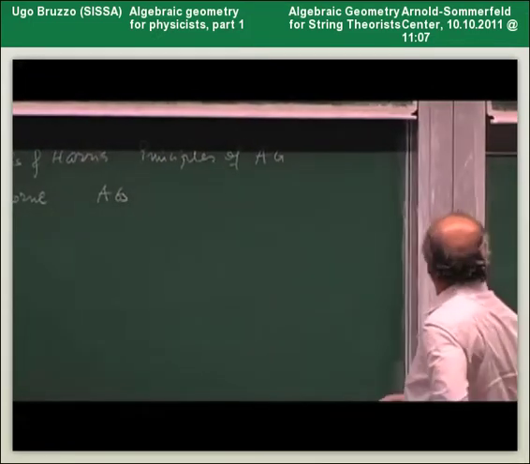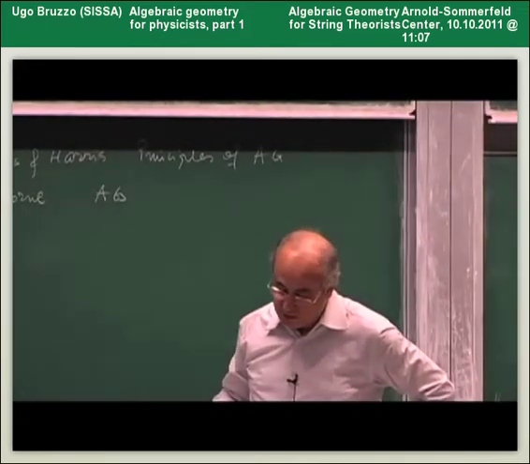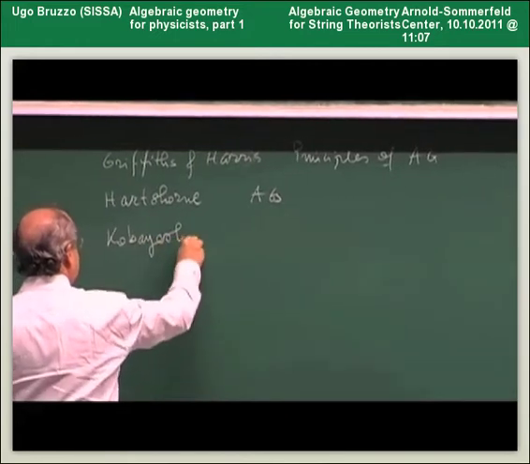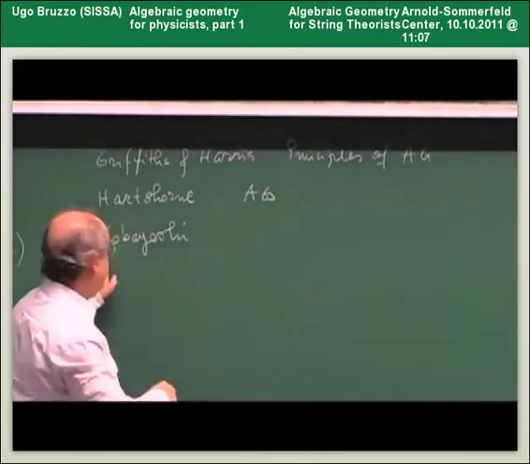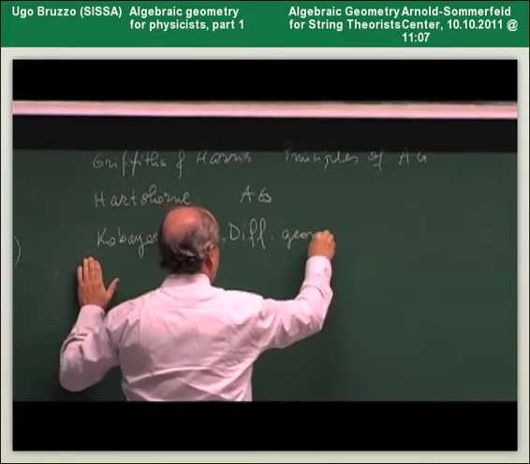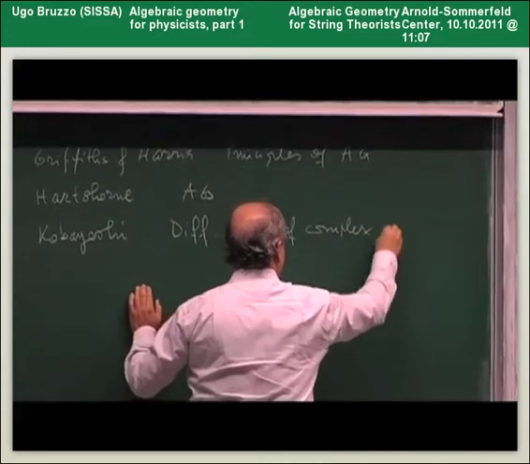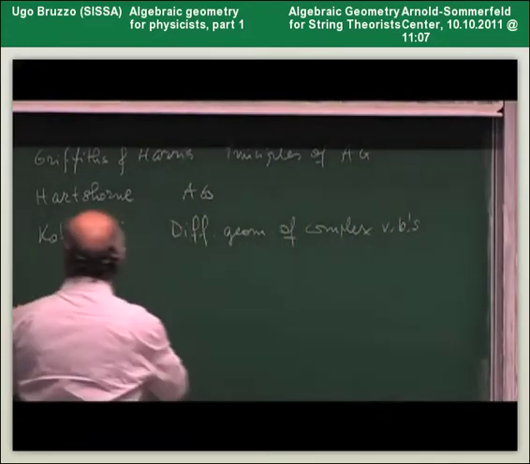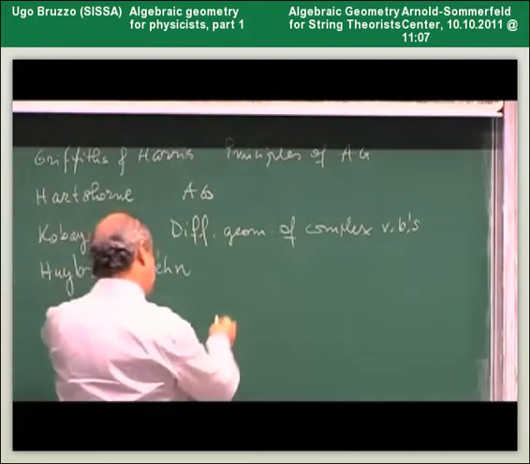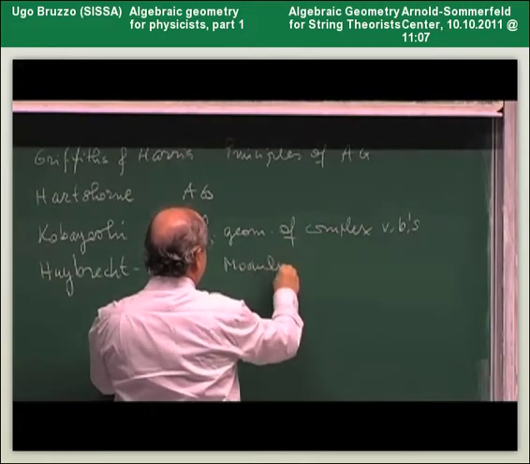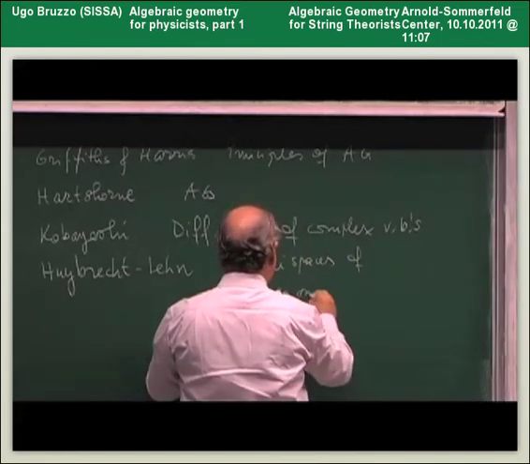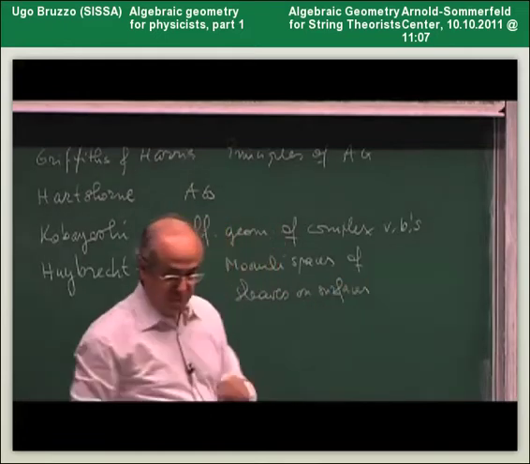Okay, so perhaps we may start. By the way, I didn't give these two references. Concerning the last part, moduli spaces, one good reference for the differential geometric approach is a book by Kobayashi, which is called Differential Geometry of Complex Vector Bundles. And a book by Huybrechts and Lehn, which is called, I believe, again, this is much more algebraic, something like moduli spaces of sheaves on surfaces. Okay, so perhaps we start.